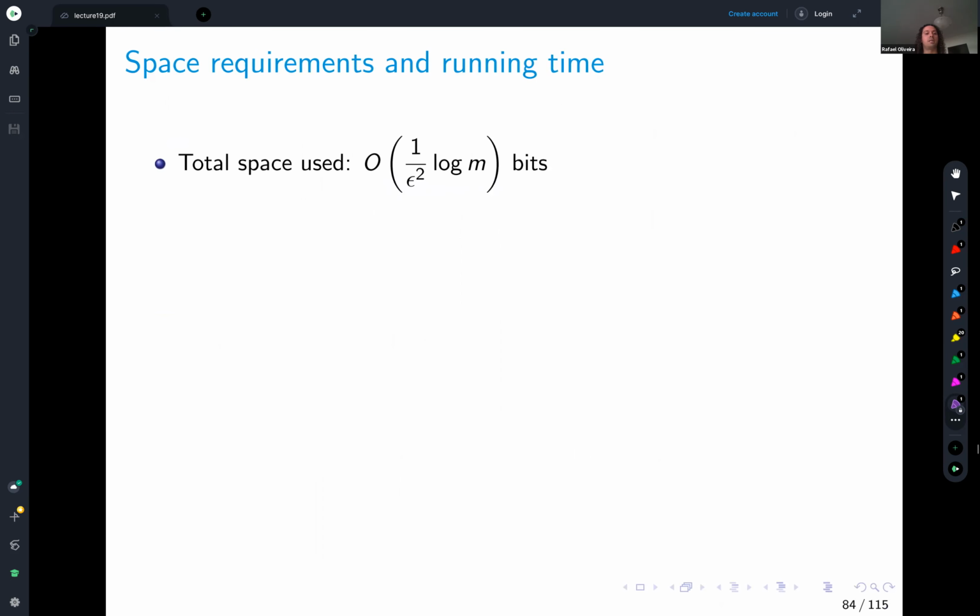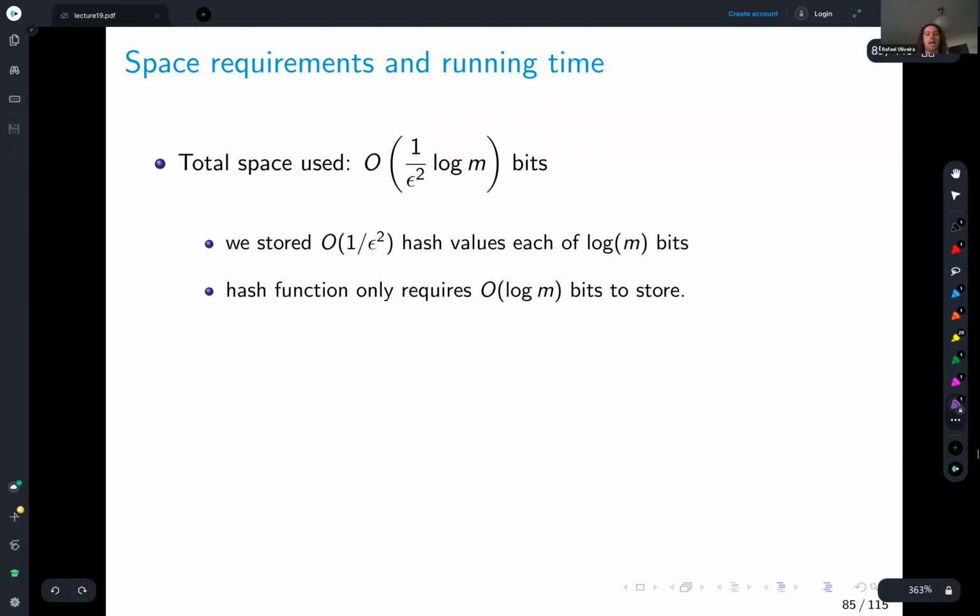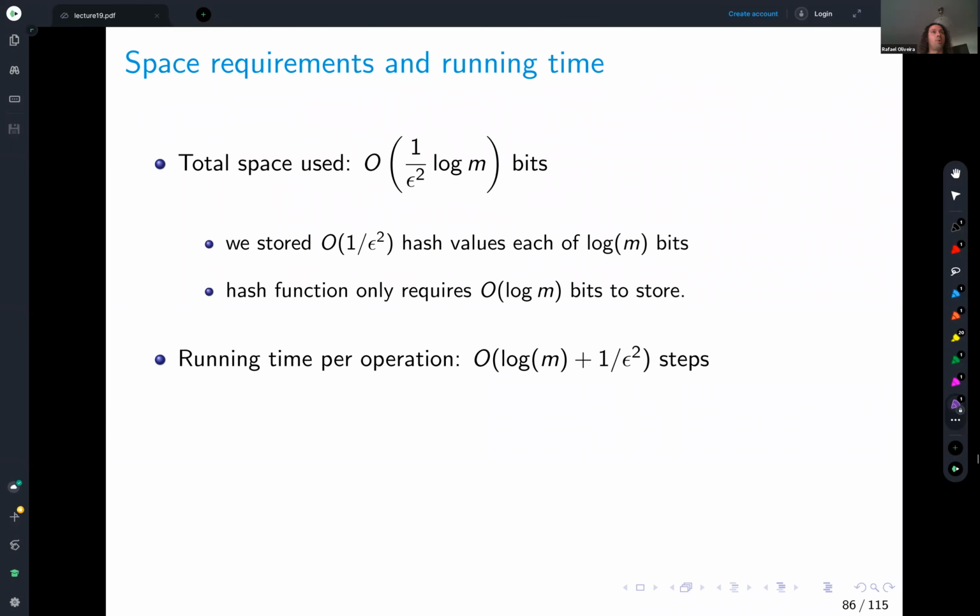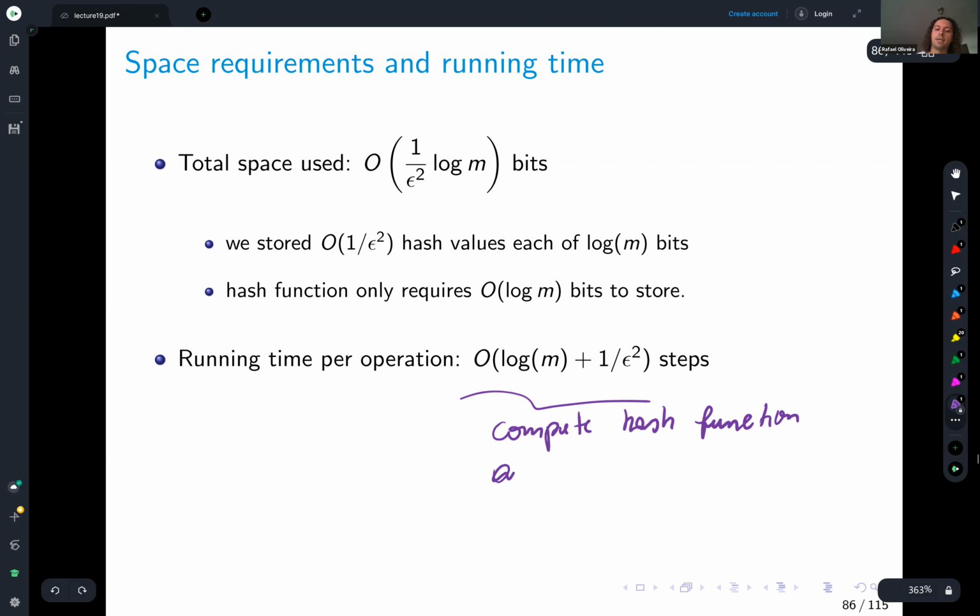Okay, and again, what is the space used? As we said before, we just need to use t times b bits. B is log m, and t was O of 1 over epsilon squared. So that's the total space used. And this is the breakdown that we talked about before. And the running time per operation is also pretty small, because all we need to do is to compute the hash function and update our set.